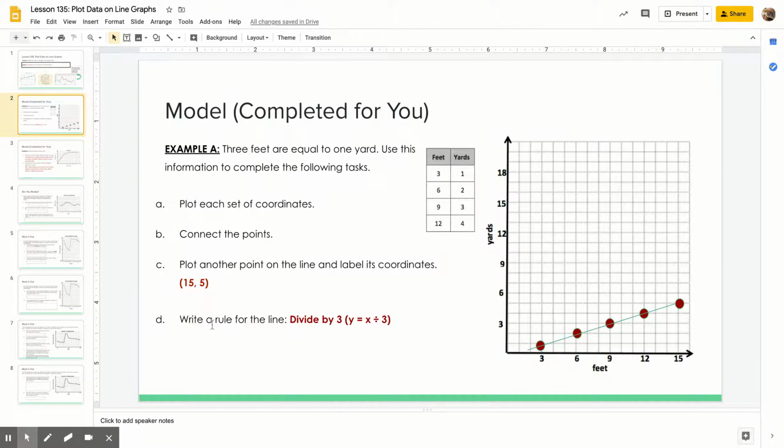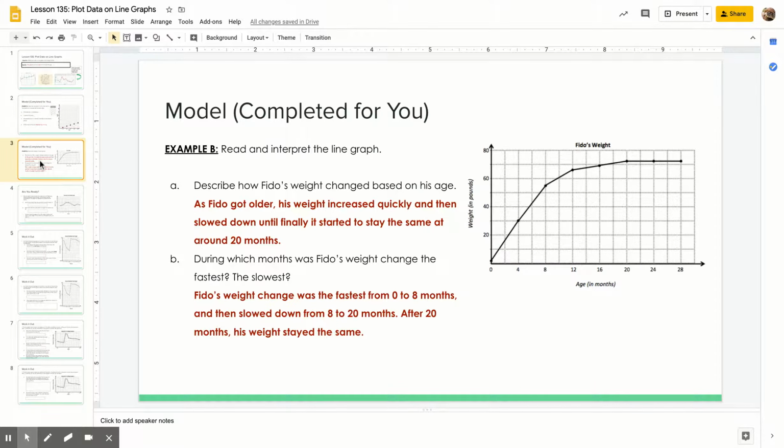And then a rule for the line would be divide by 3, so y is equal to x divided by 3. So whatever x is, if you divide it by 3, you'll get y. So 12 divided by 3 is 4, 9 divided by 3 is 3, 6 divided by 3 is 2, 3 divided by 3 is 1, and there you go. So that's this one. Notice the x and y axis are labeled. So as the number of feet increases, so does the number of yards.